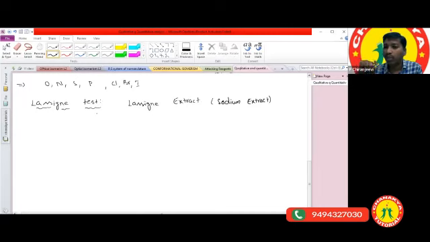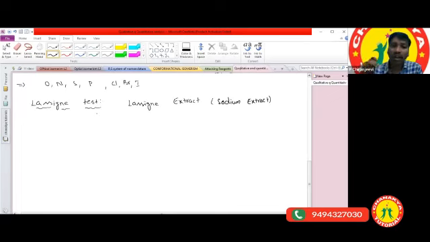Fusion tubes have both ends open. How much length of the fusion tube is required? We have to break it to size. If we heat one end, that end is going to be closed and the other end is going to remain open. Through the open end, we pass in the organic compound.